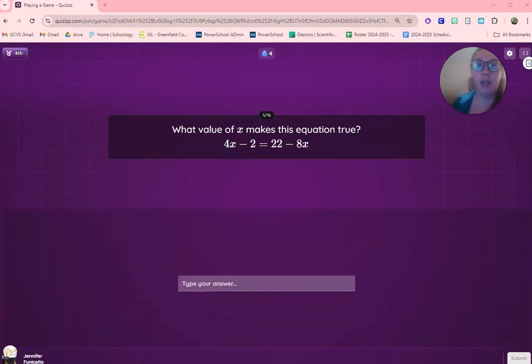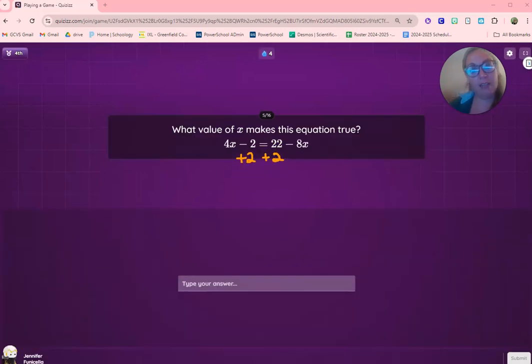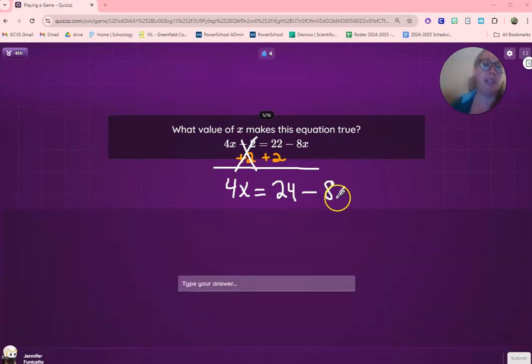So we can start by adding this 2 to the other side, because it's a -2, so we add it, and we get 4x, -2 plus 2 will cancel to 0, equals 22 plus 2 is 24, minus an 8x.